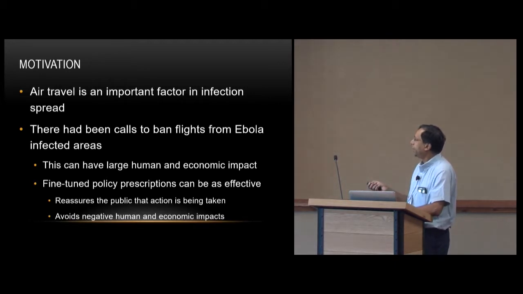So our motivation is air travel is an important factor in the spread of many diseases. For example, in the recent Ebola outbreak, there were calls for banning flights from Ebola infected areas and so on. These can have a huge human and economic impact. So what we want to do is try to reduce the likelihood of infection spread without disrupting air travel. So you maintain the same air travel volume, but you reduce the likelihood of people coming in contact with each other, so that there's less likelihood of the disease spreading.